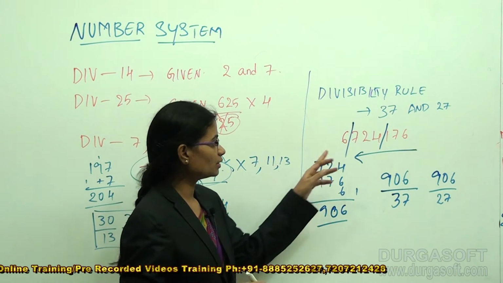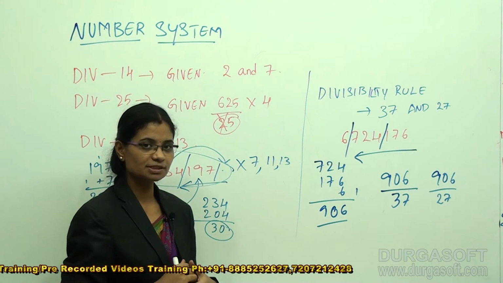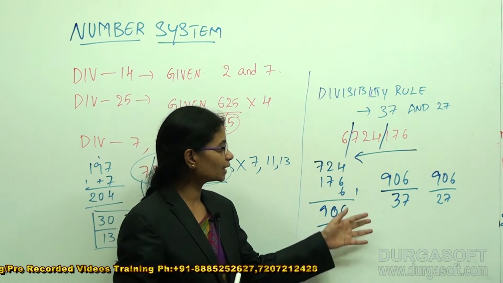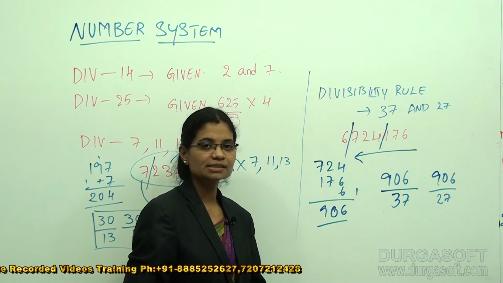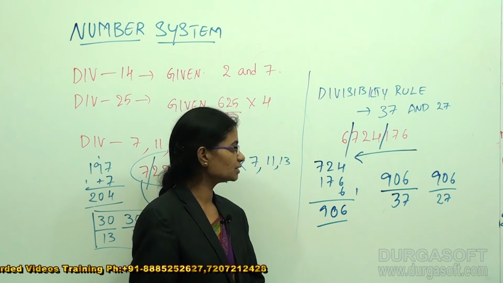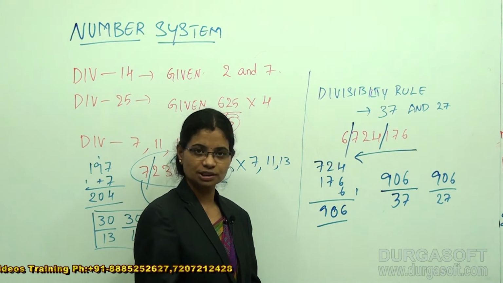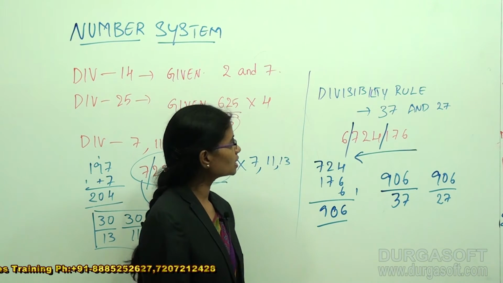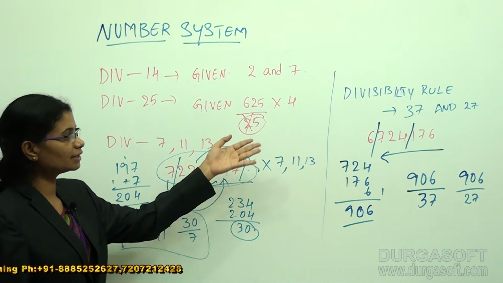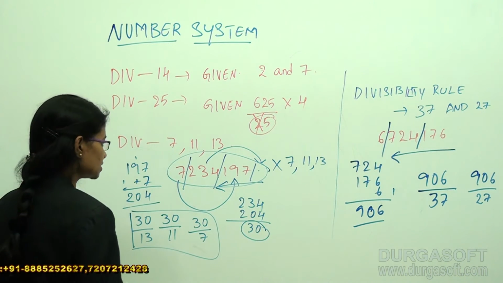Instead of going for checking the complete number's divisibility, to avoid those calculations we are just minimizing it and getting an answer by taking a simple rule or trick, whatever you can say. So this is how you can go with the divisibility rule for 7, 11, 13 and the divisibility rule for 37 and 27. Let's move to the next thing.